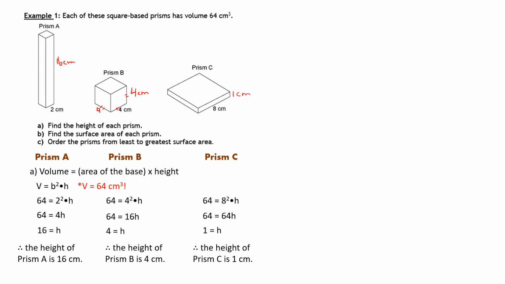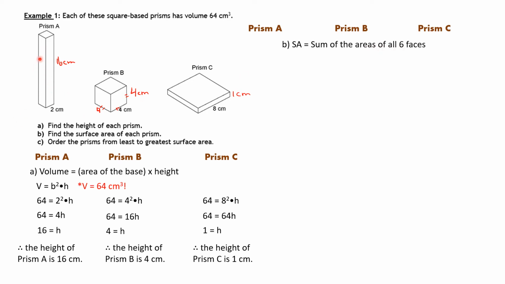That's part A. Find the height of each prism. Part B, find the surface area of each prism. So again, we'll work our answers down below here, each of the three of them. So what should we do first for the surface area? We're looking for the surface area. Remember what the surface area means? It's the sum of all the areas of all 6 faces.